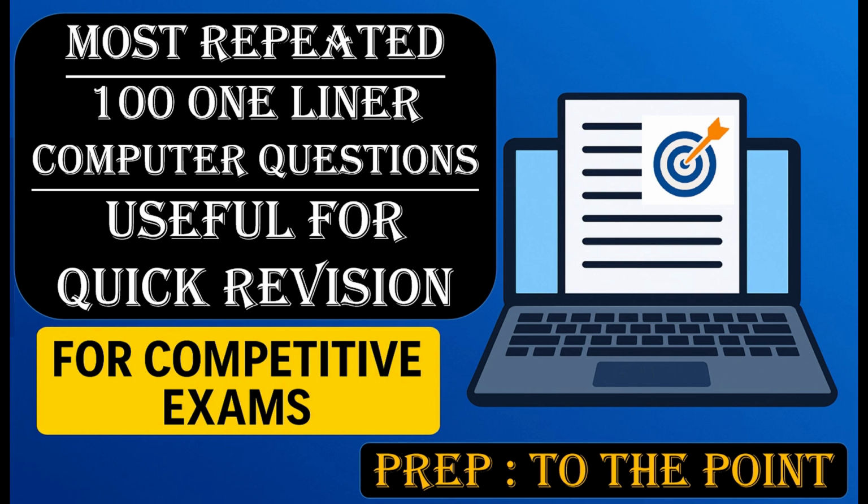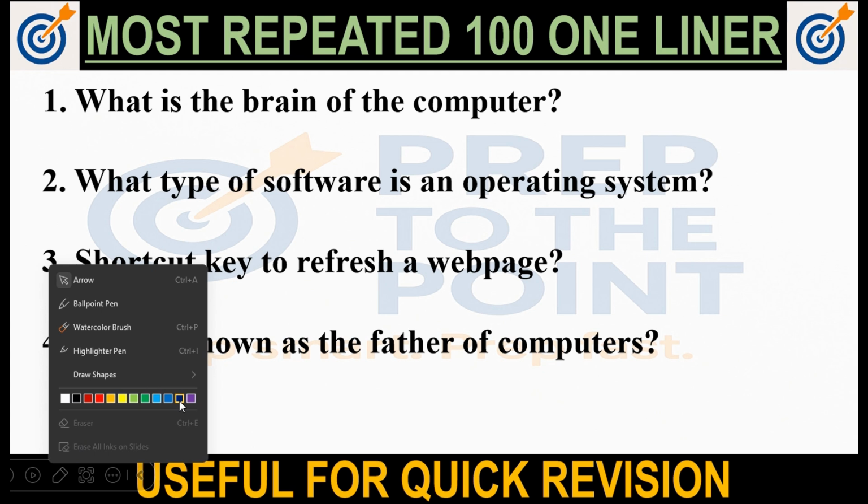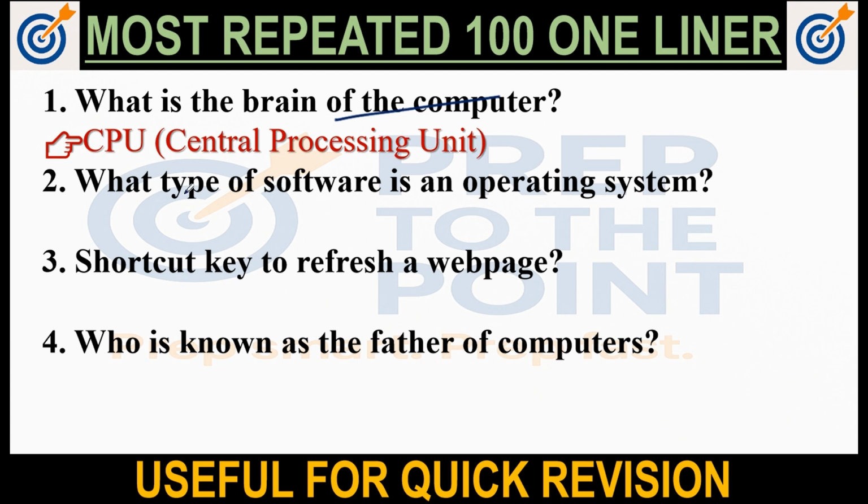Most repeated 100 one-liner computer questions which are useful for quick revision for all types of computer exam. So come to the first question. What is the brain of the computer? The answer is CPU, that is Central Processing Unit.